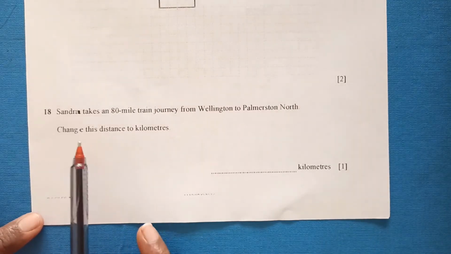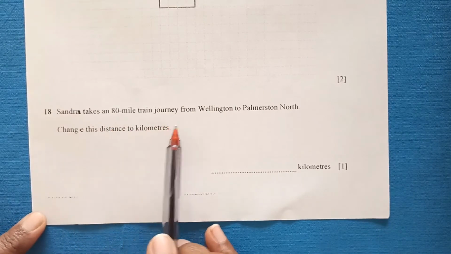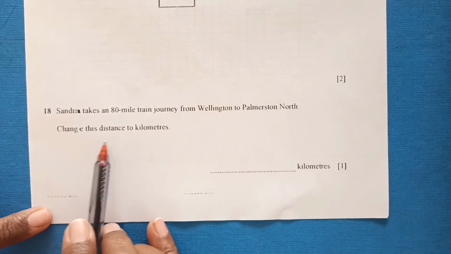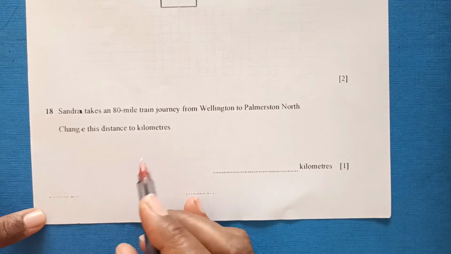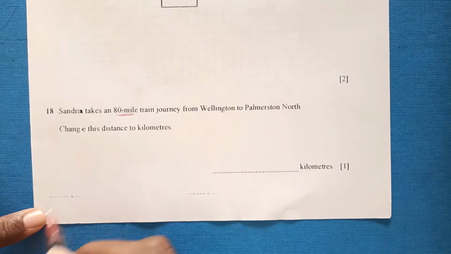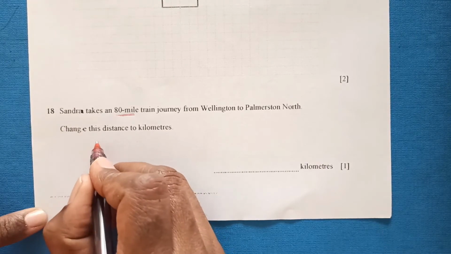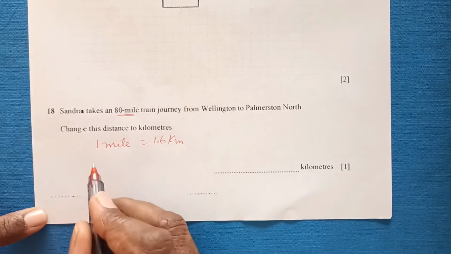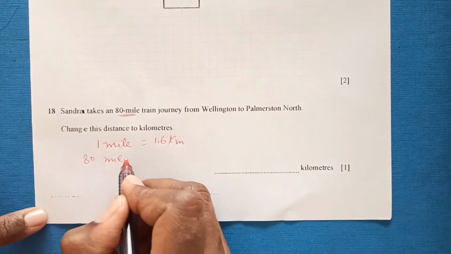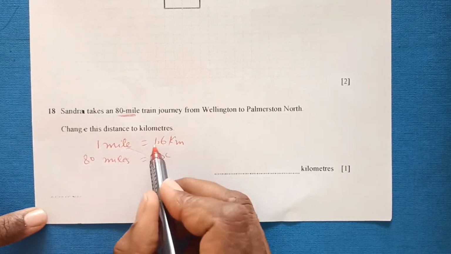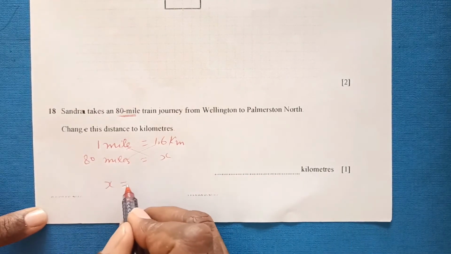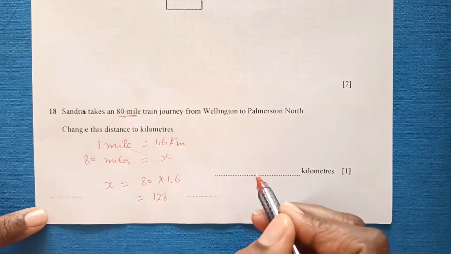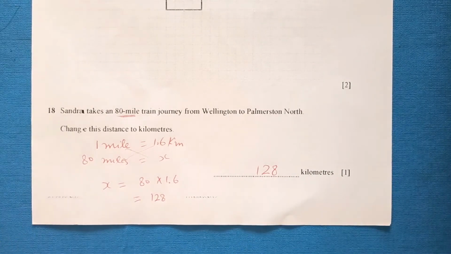Question 18. Sandra takes an 80-mile train journey from Wellington to Palmerston North. Change this distance to kilometers. So we are given 80 miles. We need to change this into kilometers. We know that 1 mile is equal to 1.6 kilometers, and so 80 miles will be equal to how many? Just cross multiply. So we will get x is 80 times 1.6. When you multiply, you are going to get 128. You can just use a calculator for that.